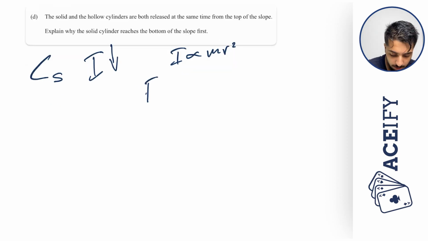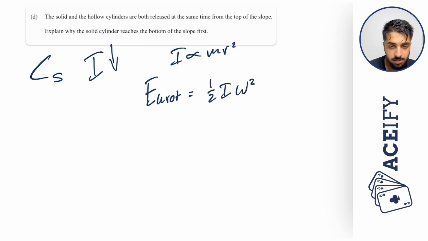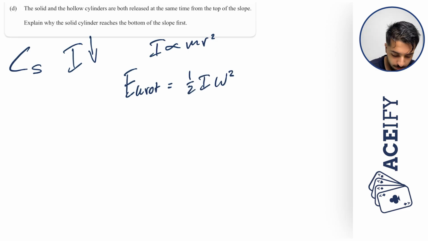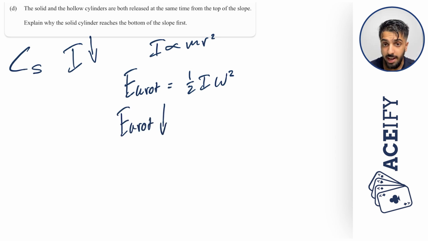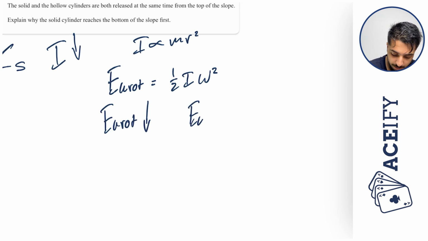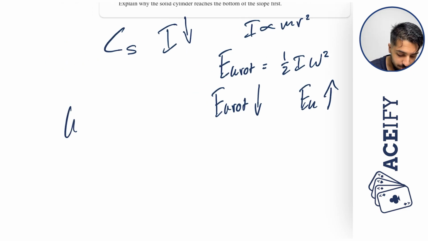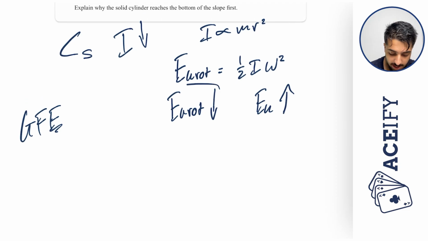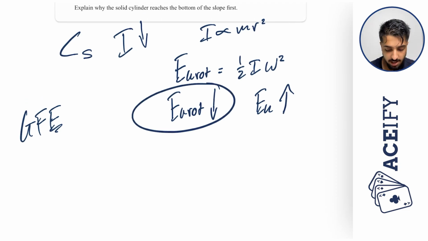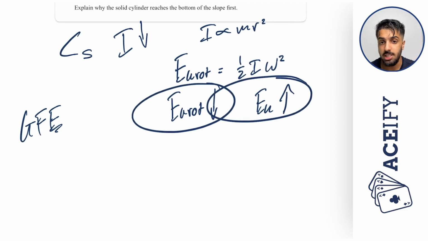Now, because we know our rotational kinetic energy is equal to half I omega squared, because I is decreasing, it's going to have a lower amount of rotational kinetic energy, and therefore a higher amount of linear kinetic energy. The reason for that is because both the hollow and solid cylinders start with the exact same gravitational potential energy, and therefore, because the solid cylinder has less rotational kinetic energy, it must have more linear kinetic energy than the hollow cylinder.